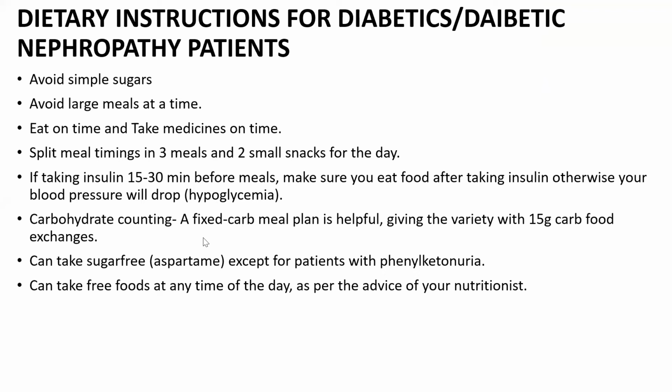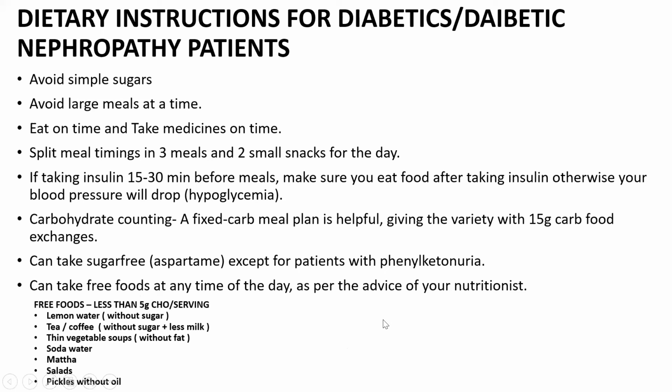Carbohydrate counting, a fixed carb meal plan is helpful, giving the variety with 15-gram carb food exchanges. Sugar-free can be taken, except for the patients with phenylketonuria. Can take free foods at any time of the day, as per the advice of your nutritionist. The free foods are the foods that contain less than 5 grams carbohydrate per serving, that are these options.